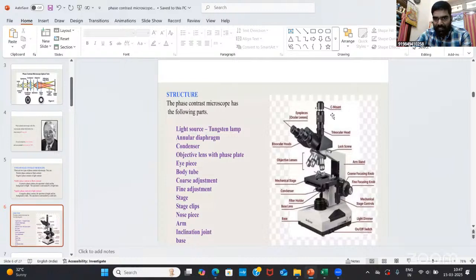So these are the eyepieces here. This is the C mount. Binocular head. This is the lock screw. We can adjust and we can lock the adjustments here. Arm stand, coarse focusing knob, fine focusing knob here. This is the mechanical stage control. Light dimmer, where you can dim the light, and this is the on and off switch. This is the base. Okay.